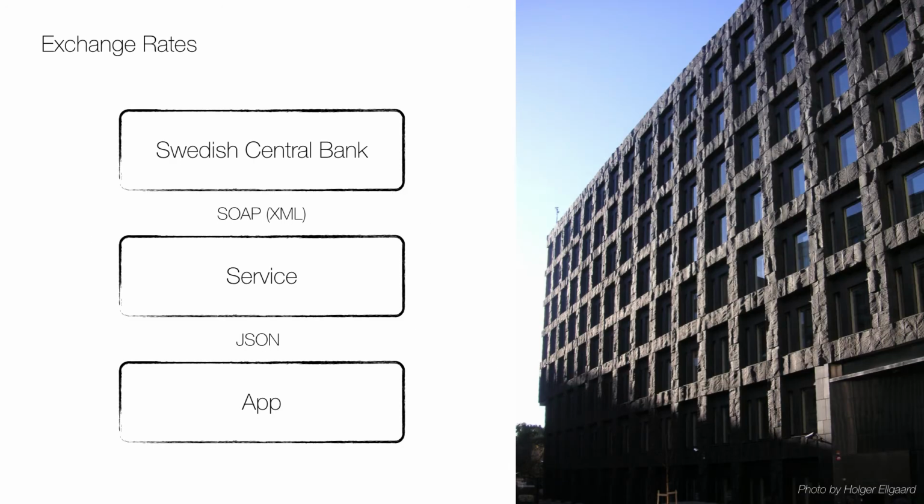This time, the example is a public SOAP web service provided by the Swedish Central Bank, and it allows us to query the exchange rate related to Swedish currency, which is called kronor. The idea is that an app could allow the user to select a year and a month, and then show a list of the average exchange rates for that month.